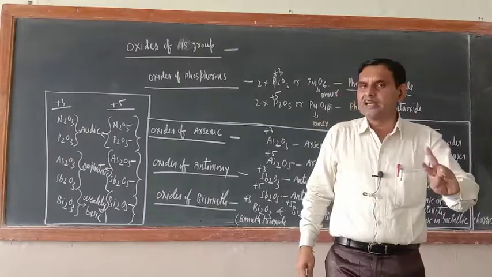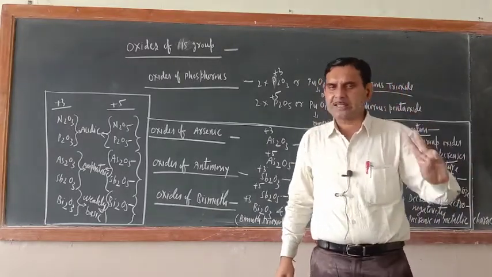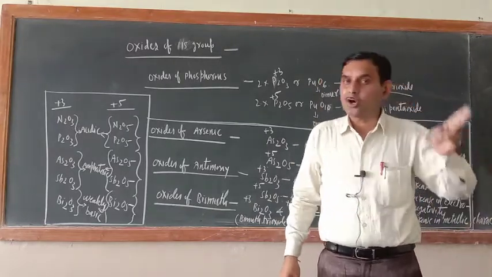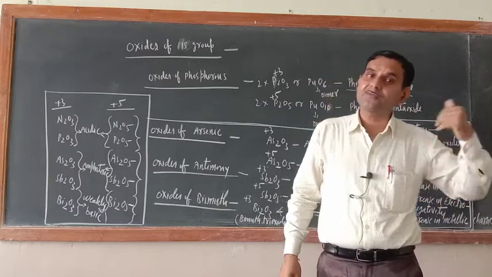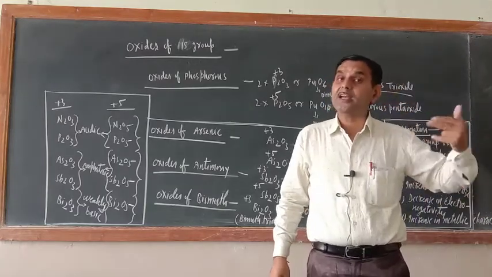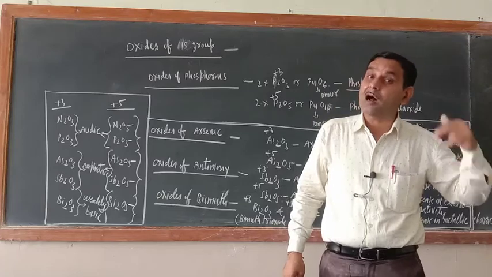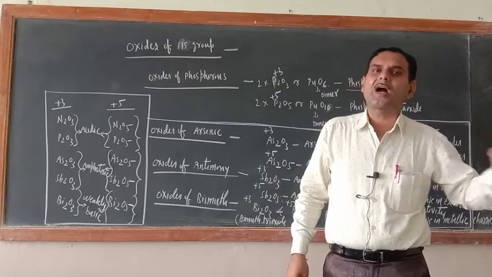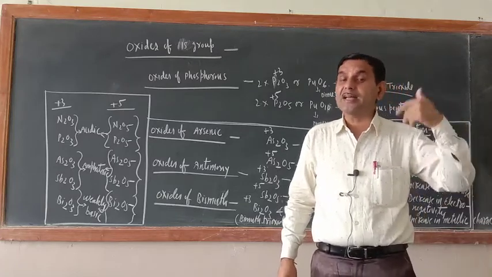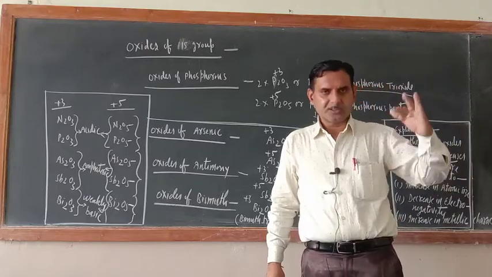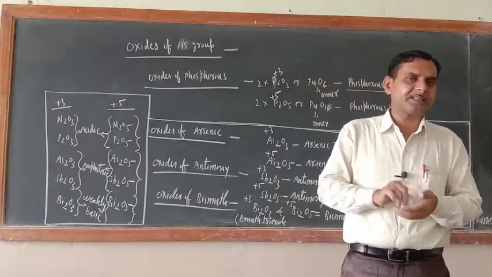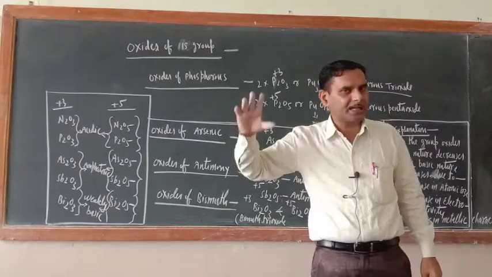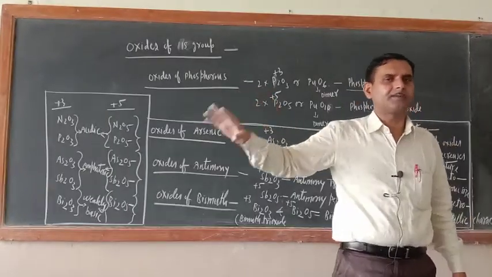Remember, the acidic nature of oxides is determined on the basis of their reaction with water and what kind of acid is formed after the reaction with water. That will determine their acidic nature. I will explain the acidic strength order of nitrogen and the rest of the members of the oxides of this group.